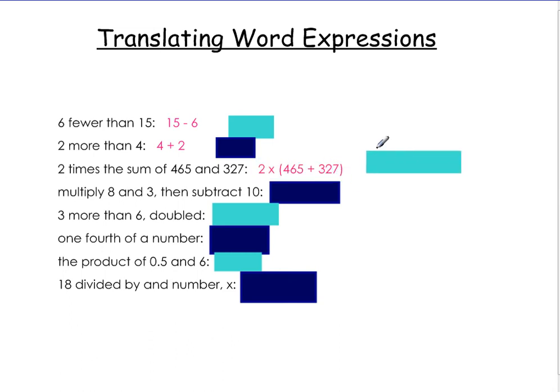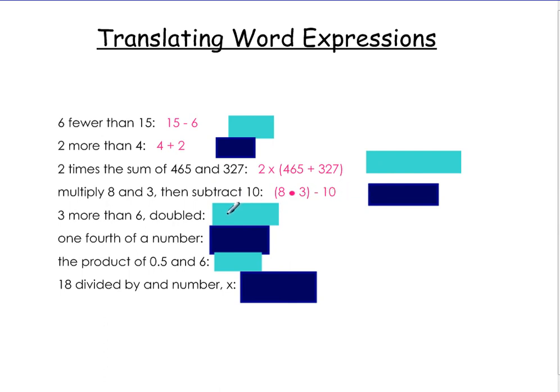So this word phrase is represented by 2, the multiplication symbol, and then the parentheses where we're adding these two numbers together. If we did not have the parentheses, what would end up happening is 2 would be multiplied by 465 first, because that's how order of operations tells us to do that. So you want to make sure you've got those parentheses. Multiply 8 and 3, then subtract 10. So we multiply 8 times 3, have the parentheses there, and then we're going to subtract 10.